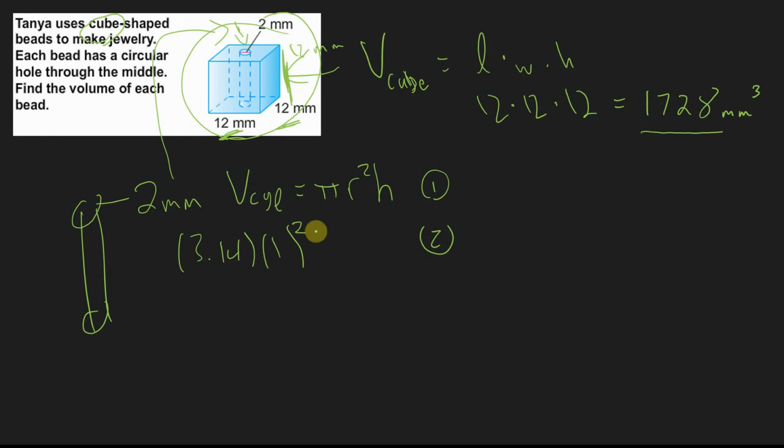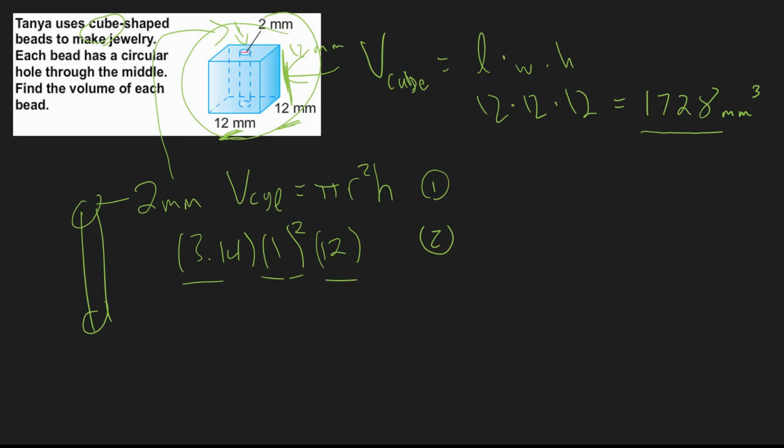And then the height, even though it's not on the cylinder, I know that the cylinder goes all the way through the cube, and the cube has a height of 12 millimeters, so it's going to be the same height for the cylinder. So this is literally 3.14 times 1 times 1, and remember, you've got to multiply it twice because of that exponent, times 12.